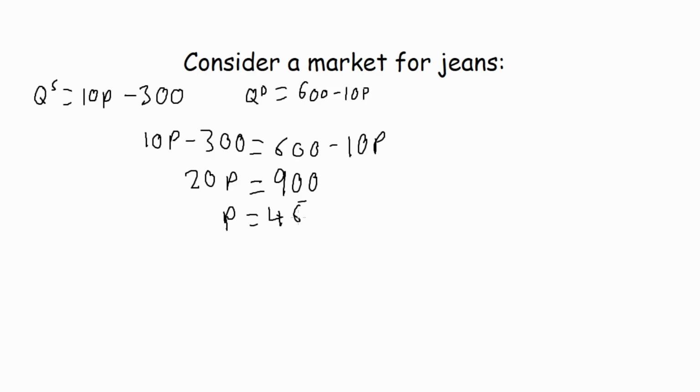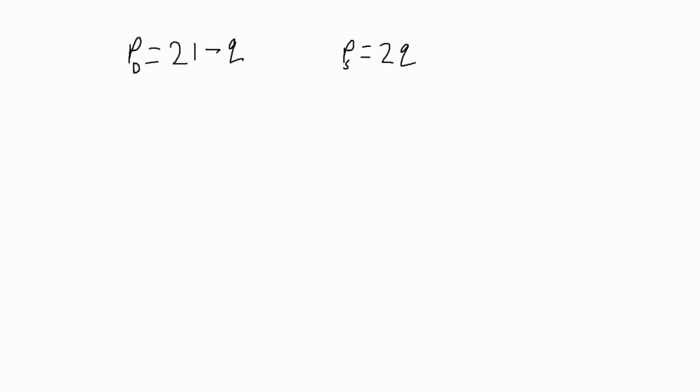We can then back solve for the market quantity at equilibrium by simply substituting a price of 45 into either of these equations. So I'll do that with my calculator now, which would simply give us a quantity of 150 at market equilibrium. Now let's work through just one more example to hammer in this concept.